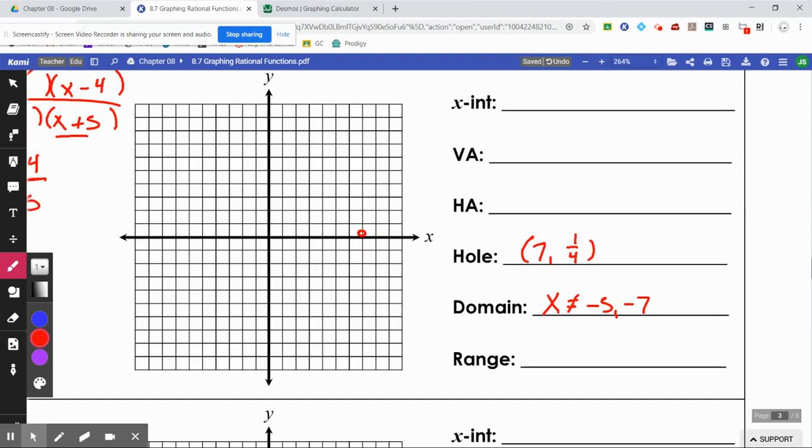Anywhere that we didn't have a hole, we're going to have a vertical asymptote. So at x equals -5, we have a vertical asymptote. Let's go ahead and graph it.